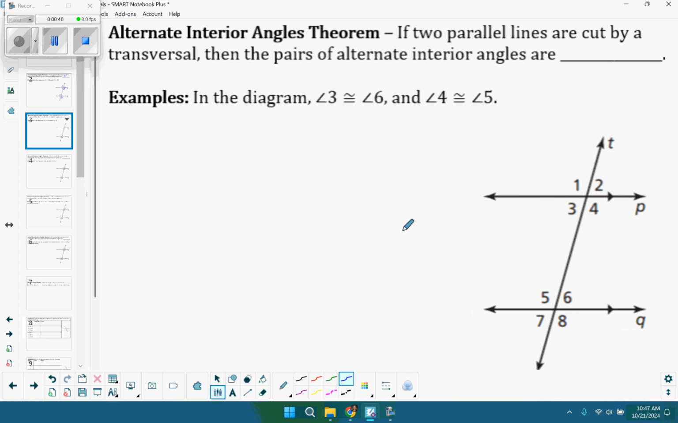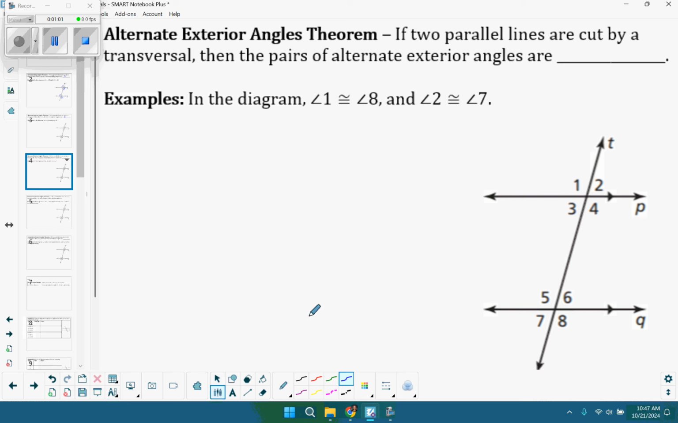The alternate interior angle theorem also says if parallel lines are cut by a transversal, then the alternate interior angles are congruent. So angle 3 would be congruent to angle 6, and angle 4 would be congruent to angle 5. We have the alternate exterior angle theorem. If parallel lines are cut by a transversal, then the alternate exterior angles are congruent. So angle 1 would be congruent to angle 8, and angle 2 would be congruent to angle 7.